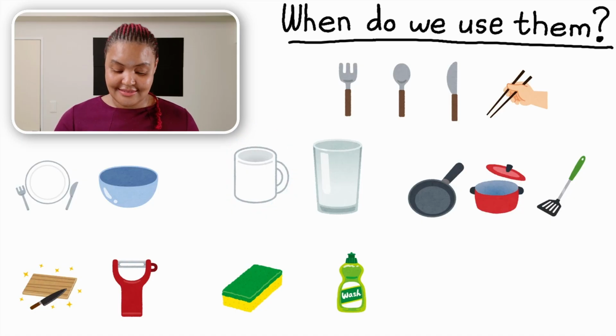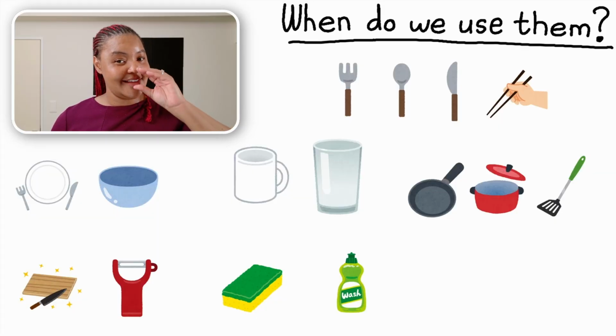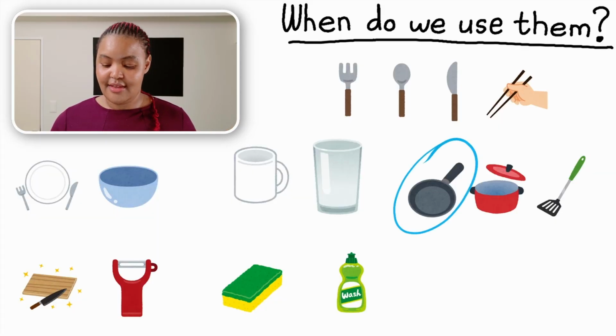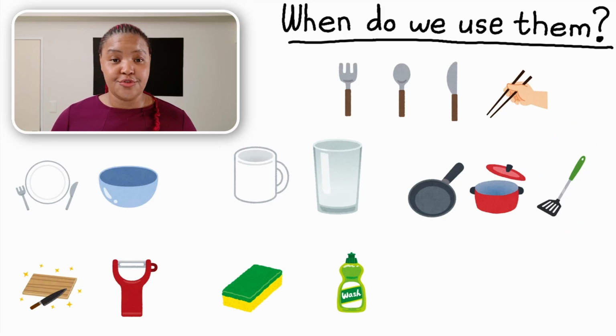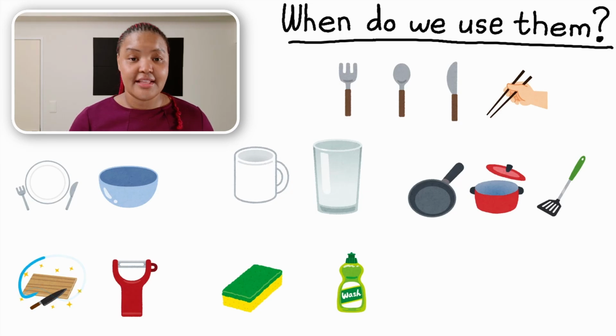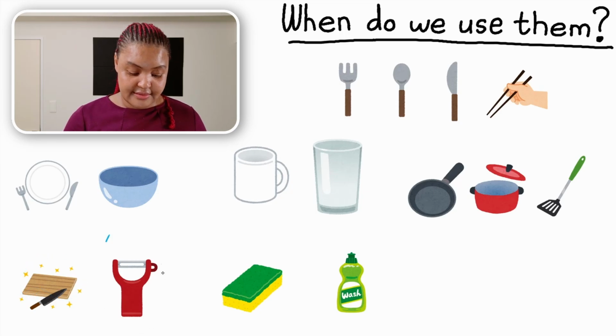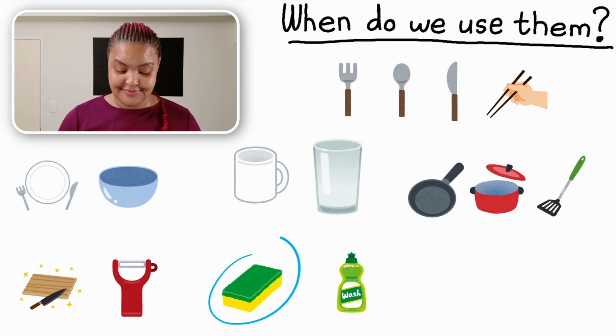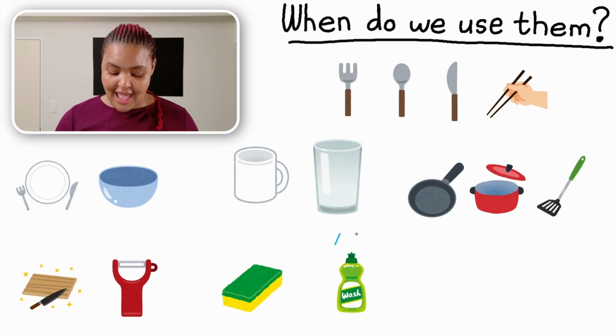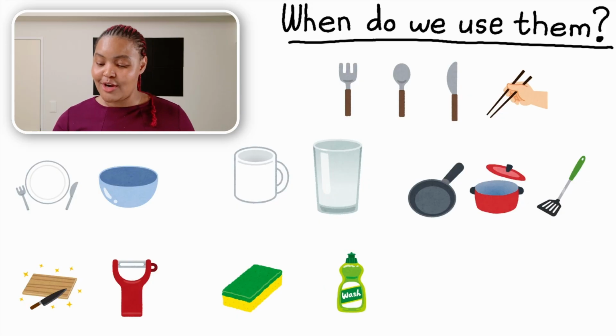A mug, a glass are for drinking. A pan, a pot, and a spatula are for cooking food. A cutting board, a peeler are for preparing the food. A sponge and dish soap are for cleaning.